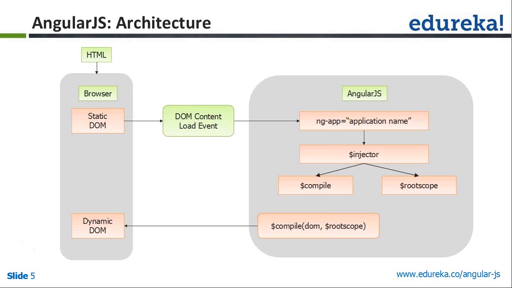So whenever you load this in the browser, what does it do? It will find the ng-app. Once it finds this ng-app, the ng-app will have two methods: one is $compile and the other is $rootScope. This root scope is like a global variable for the application. So whatever you declare in this root scope, you can access it all over the application.